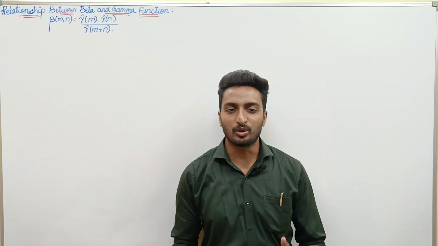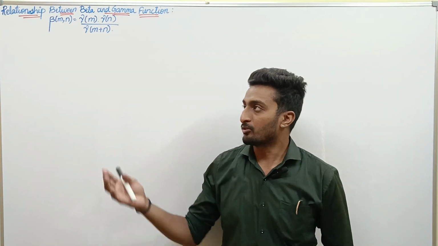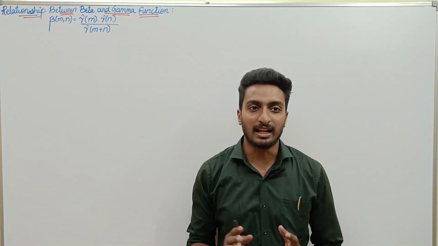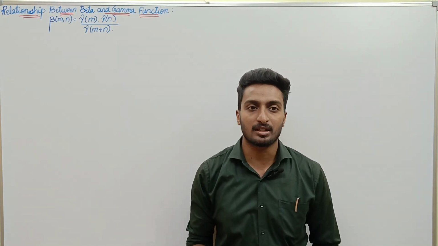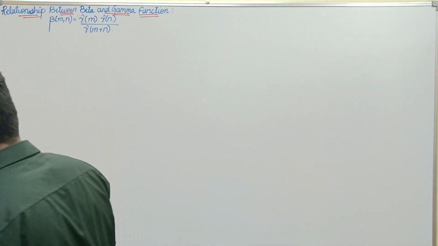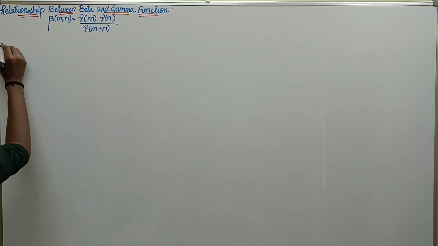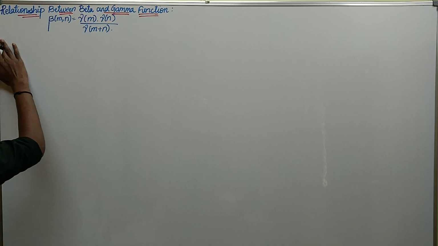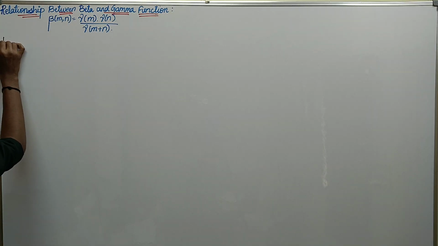Today we are going to learn how to prove the relation between beta and gamma function. One of the most repeatedly asked questions in the VTU main examination every year. Let us learn. First, let us define each and every term. Let us write the proof.